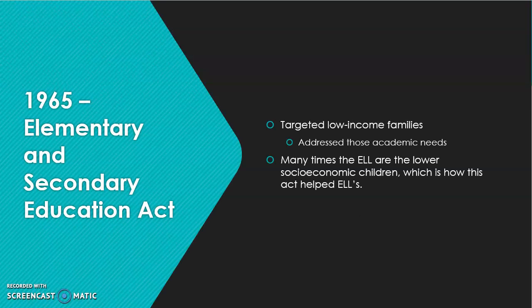Next, we have one from 1965, which is the Elementary and Secondary Education Act. This act targeted low-income families and addressed the academic needs of poor children. It helped improve the schooling of English learners, just like the Civil Rights Act did. You see, unfortunately, the lower socioeconomic children many times are the English language learners. Therefore, that is why in the long run, this act helped English language learners.